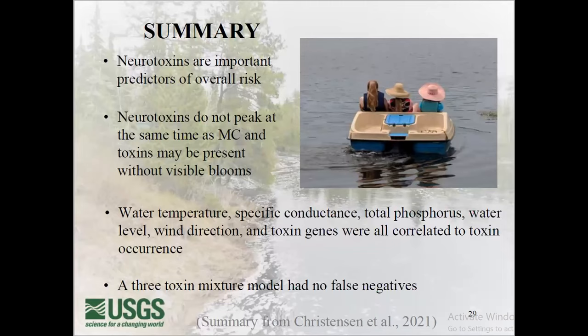So in summary, neurotoxins like anatoxin-a and saxitoxin are important predictors of overall risk. The neurotoxins don't peak at the same time as microcystin, and toxins also may be present without visible blooms. I've listed on the screen some of the parameters that were important for predicting toxin occurrence, and a three toxin mixture model had no false negatives in either model. Next slide.